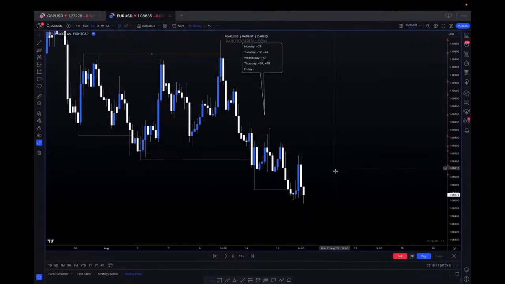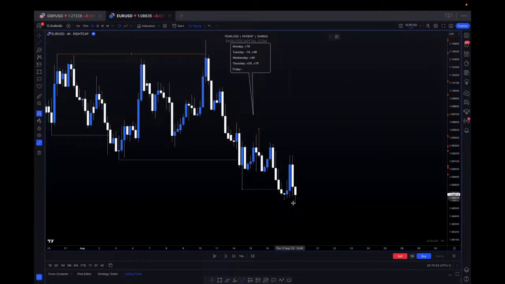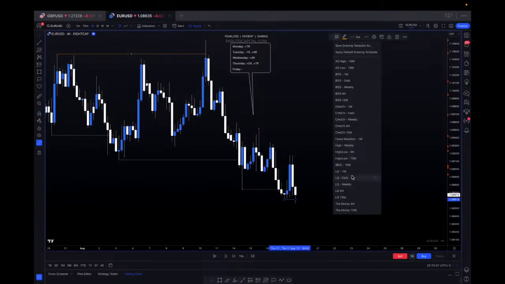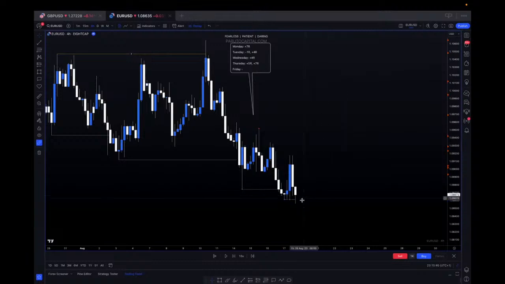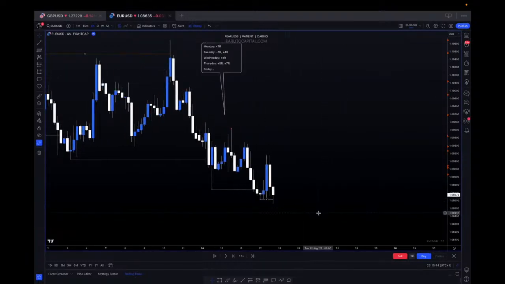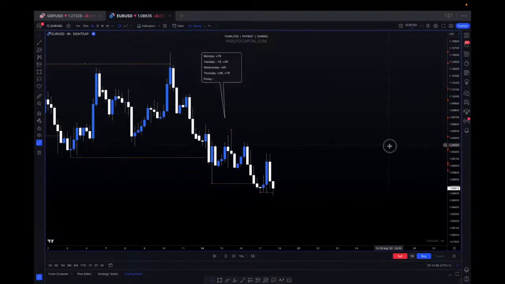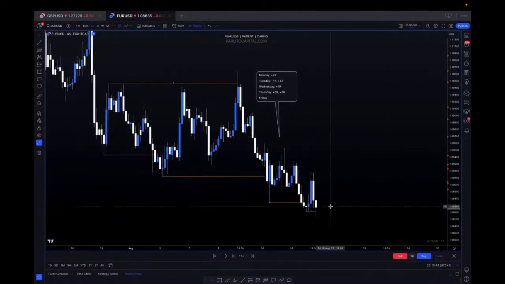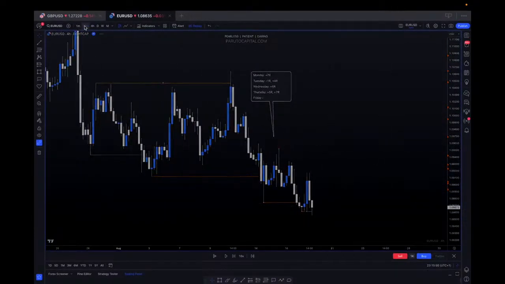So this is it. Now we have something. You can see this low, price failed to close below that, so that's a sweep of liquidity. Okay, so you can see that that's a sweep of liquidity. So let's see what happens now on the 15 minutes.